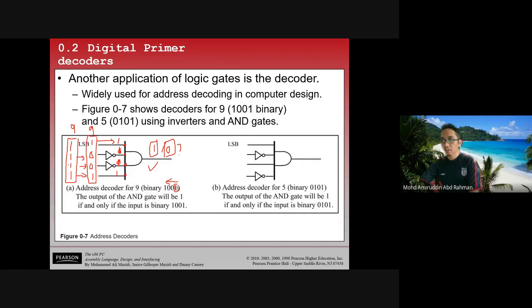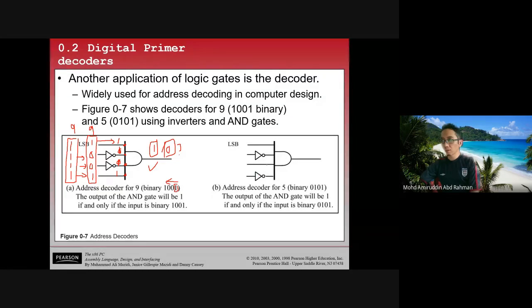And it can also be 0, 0, 0, and 1. So it's not a problem. There are many numbers that can be used for the decoders, as long as you put the configuration of the logic gates with the correct connection.